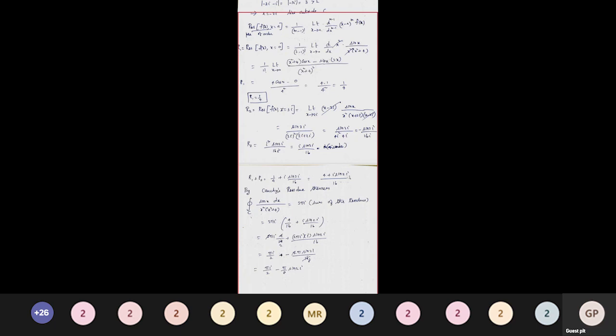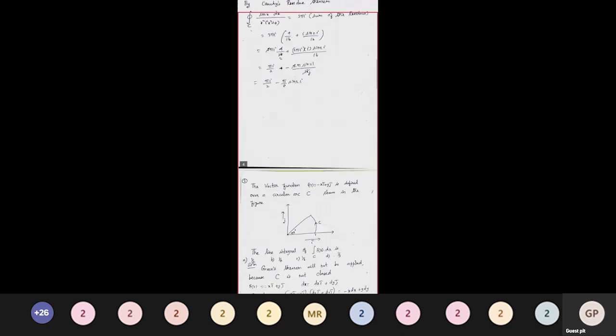So your first term is 2 pi i into 4 by 16, plus 2 pi i into sin 2i by 16. Now in the numerator, the first term is 2 into 4 equals 8, which cancels with the 16 two times. So your first term becomes pi i by 2. For the second term, i squared is minus 1. So we have minus pi sin 2i, and the 2 cancels with the 16. So minus pi sin 2i by 8, which is the final answer. Hope you understood the last problem.